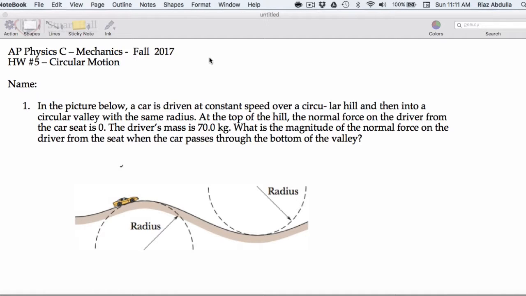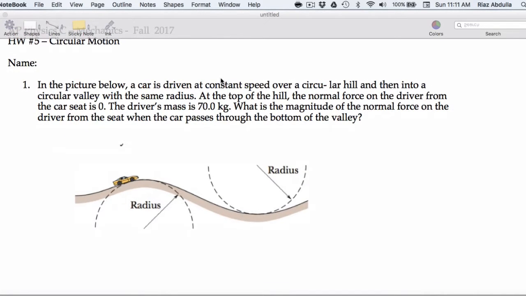All right, so in the picture below, a car is driven at constant speed over a circular hill, and we want to find the normal force on the driver when they pass at the bottom of the valley. And in this problem, we encounter the number one thing that I find throws students off in circular motion problems. There's just something about the fact that it's moving in a circle that completely confuses students.